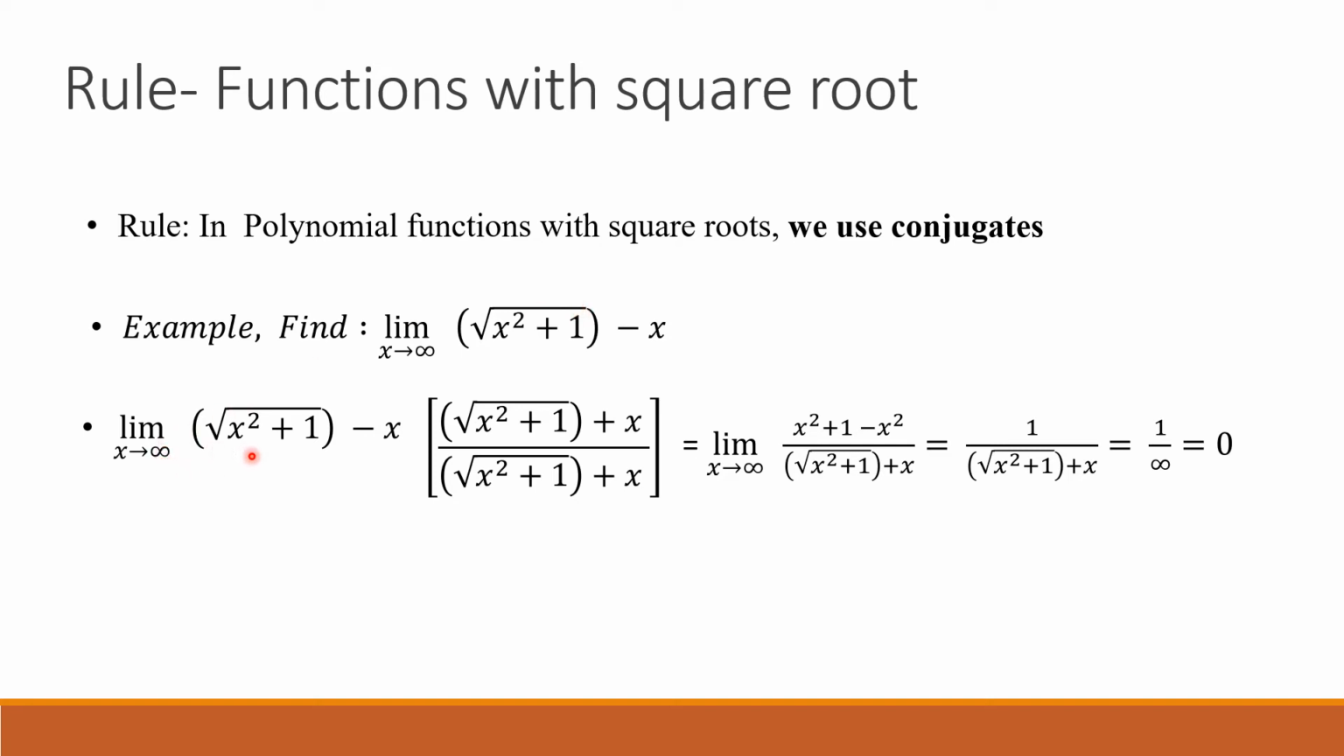So a conjugate is the same term, but you change the middle sign. So it became the same, and I changed the middle sign to positive. And you have to multiply up and down. So what's going to happen to this term is going to be the same without the square root. So it's going to be x squared plus 1. Here it is, x squared plus 1.